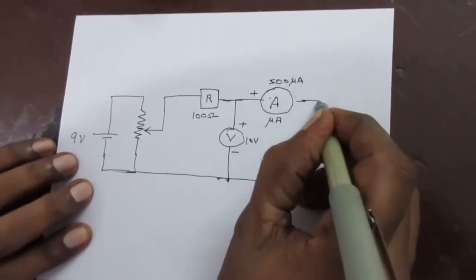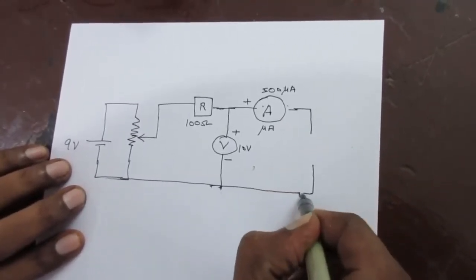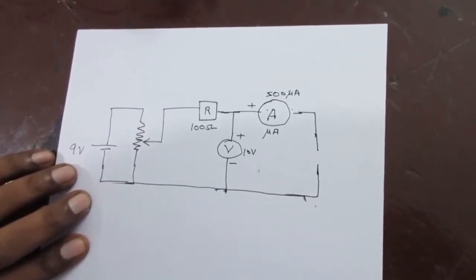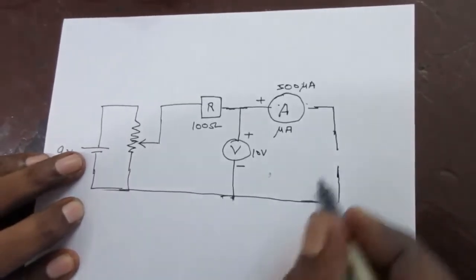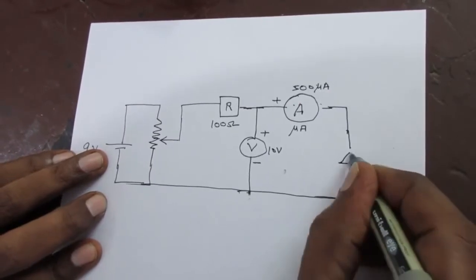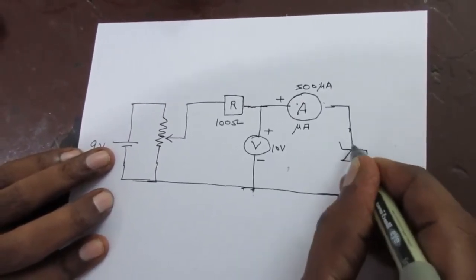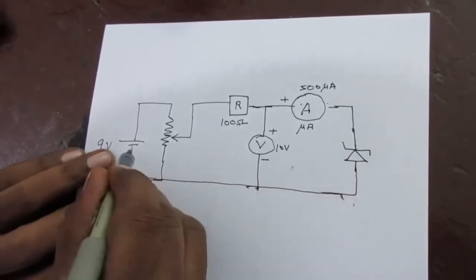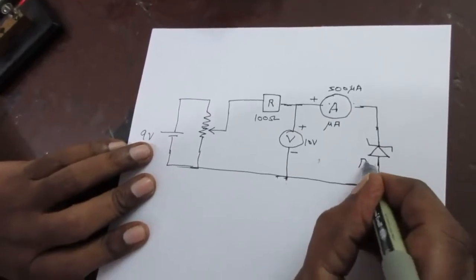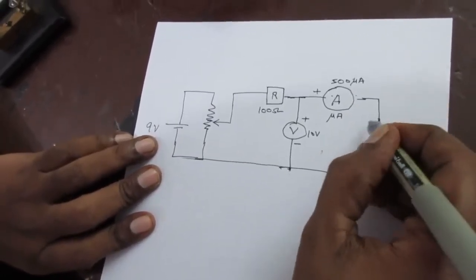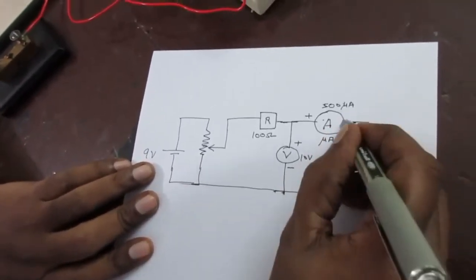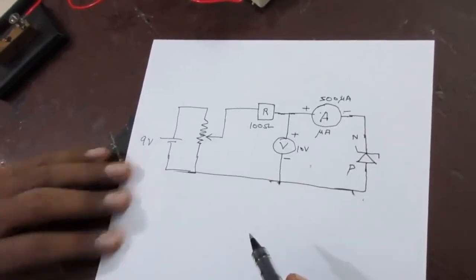Now here we have to connect the PN junction diode. So the diode must be connected in the reverse bias mode. Therefore, we have to connect the positive end here and the negative end like that. So here we have low potential. This side is negative, so on the negative side we have put the P, and on the positive side we have put the N. Therefore, the Zener diode is connected in the reverse bias mode. Okay, so this is the circuit.